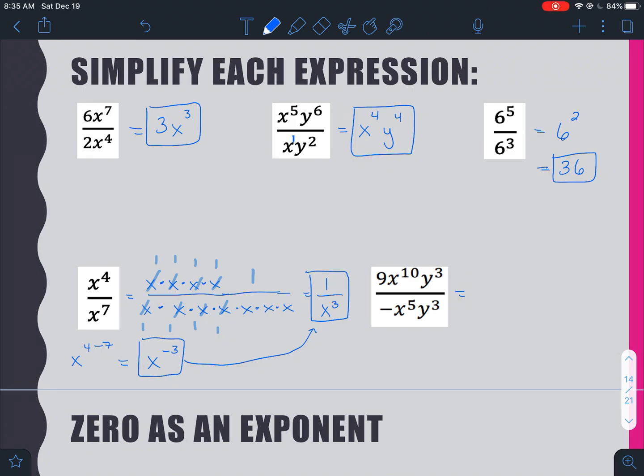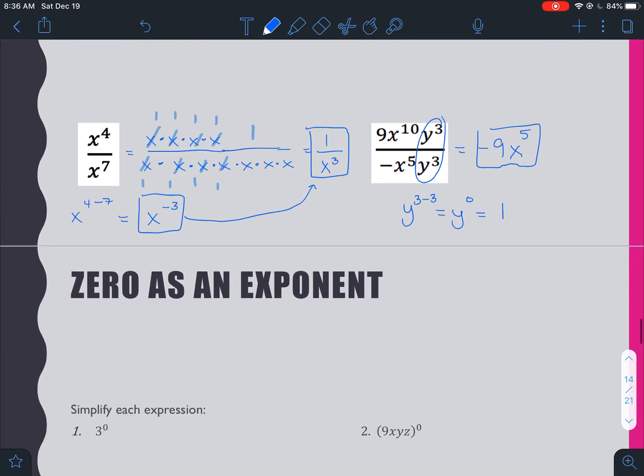All right, let's look at the next one. 9x to the 10th, y to the 3rd over negative x to the 5th, y to the 3rd. Well, 9 over a negative is going to be negative 9. And then x to the 10th over x to the 5th is going to be x to the 5th. Y to the 3rd over y to the 3rd, well, that's going to be 1 because they reduce with each other. Or notice what's going to happen if you subtract their exponents. You get y to the 0. So y to the 0th power is going to end up being 1, which is what we're about to talk about.